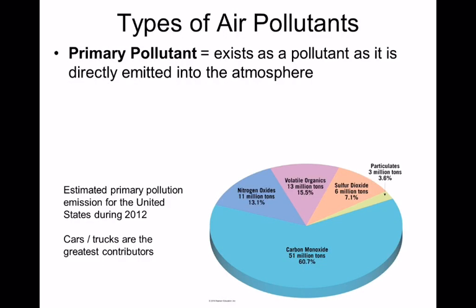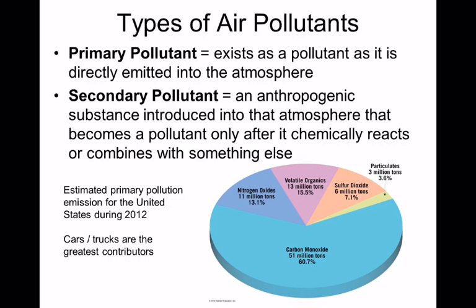Carbon monoxide comes from what we call incomplete combustion. If this is combustion, incomplete combustion will give you carbon monoxide. About 61% of the emissions in 2012 were carbon monoxide. Then we have nitrogen oxides, and I'll talk more about volatile organics coming up, sulfur dioxide, and particulates. Now those are primary pollutants.